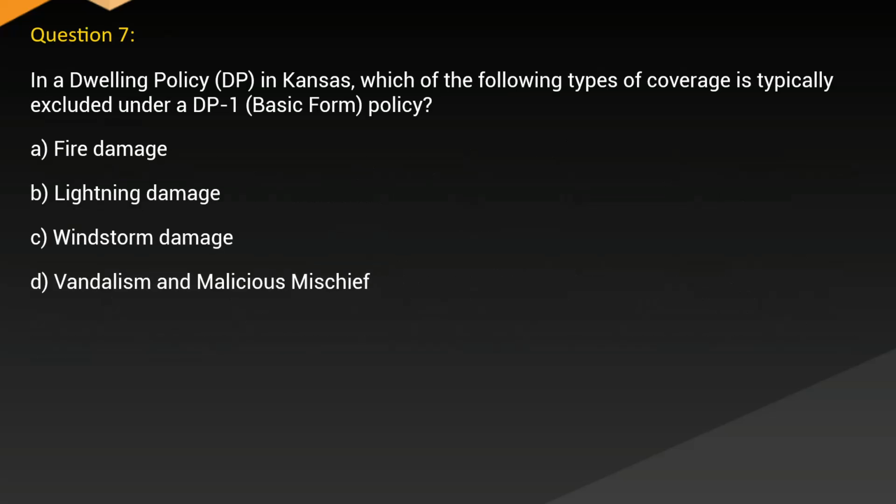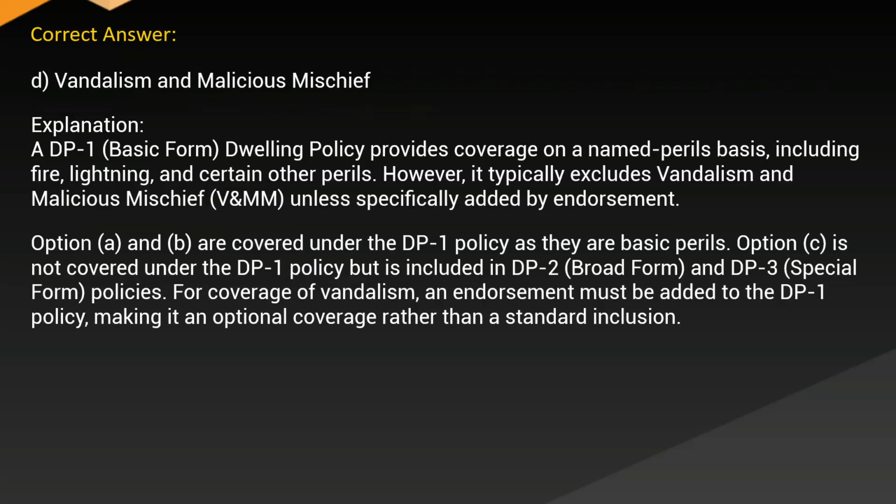Question 7. In a dwelling policy, DP, in Kansas, which of the following types of coverage is typically excluded under the DP-1 basic form policy? A. Fire damage. B. Lightning damage. C. Windstorm damage. D. Vandalism and malicious mischief. Correct answer: D. Vandalism and malicious mischief.